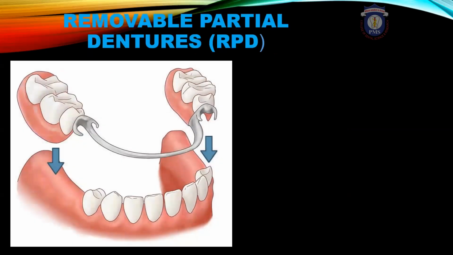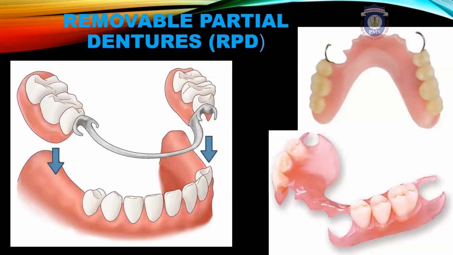When you come to removable partial dentures, that's commonly called RPD. As I told you before, there are different types of RPDs. Cast partial dentures can be given, acrylic dentures can be given with clasps, and flexible dentures also can be given in certain cases.